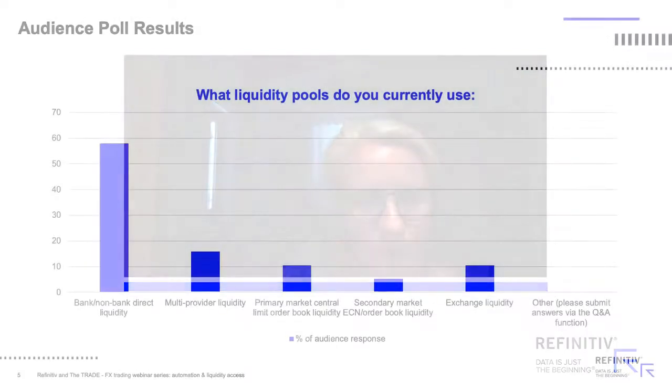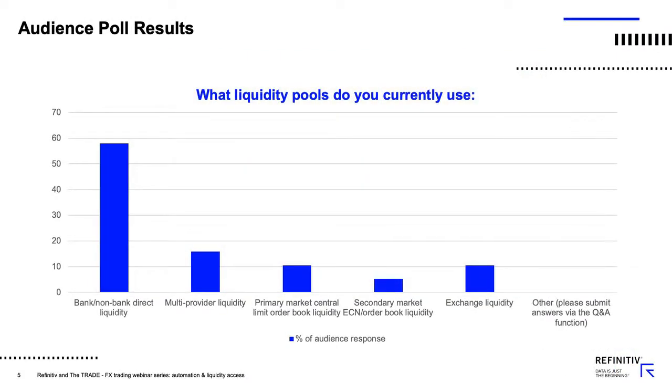I don't know if that's percentage on the left axis, but certainly a very clear winner is the bank, non-bank direct liquidity, followed by the multi-provider liquidity, and then exchange liquidity and primary markets come in pretty closely as well. Bart, is that what you would have expected as well? For sure. I think the way people operate and the way people look at costs, which is mainly around direct cost, and I know Dan already evolved into actually looking for impact and what the cost of impact is when you do executions.